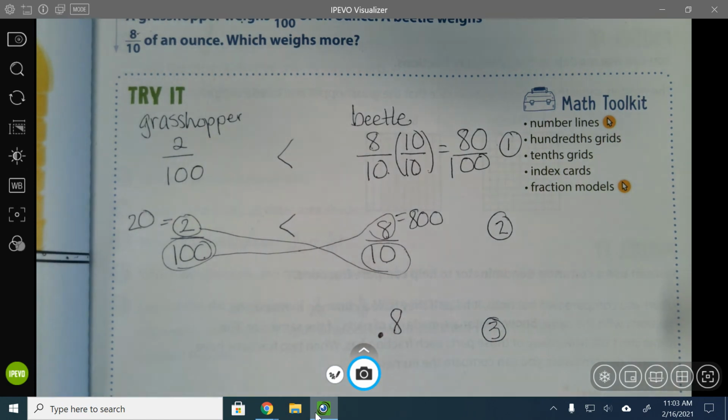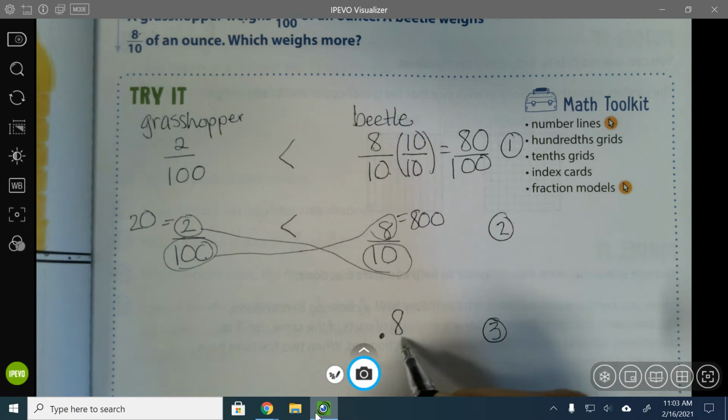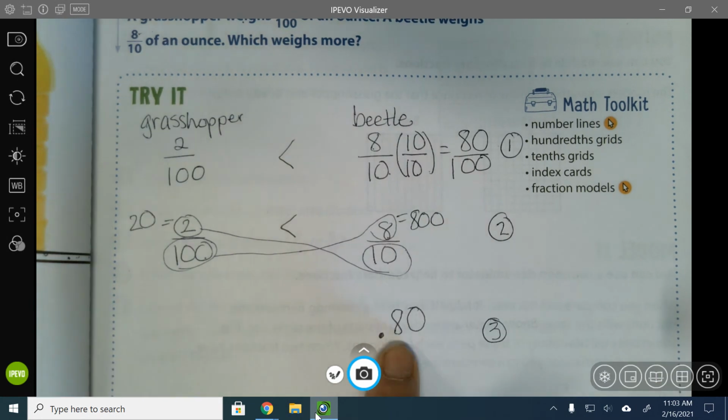Okay? Or I can say this is 8 dimes or 80 cents. Okay, can you see that? That's 80 cents or 8/10.